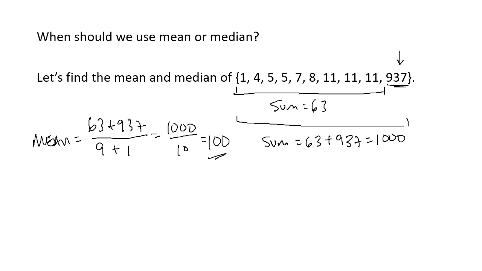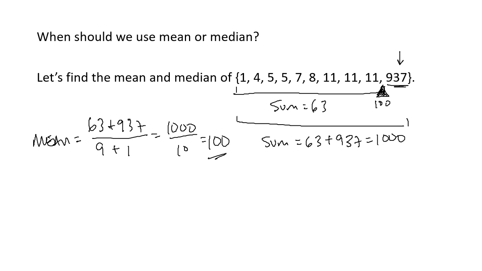Now, if you think about what we talked about in terms of the balance beam idea, before I had these little wooden blocks on my yardstick and they were at 1, 4, 5, 5, and so on, and the balance point was at 7. But now we've put a block way down on the end at 937. And so my balance point has now moved way down here at 100.